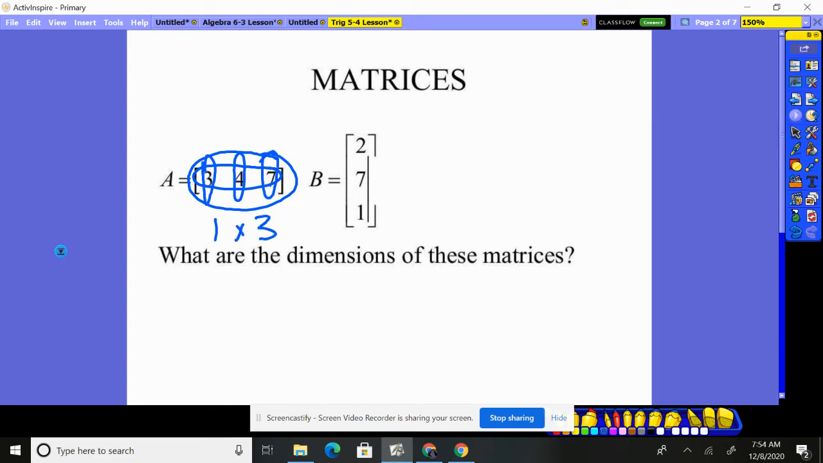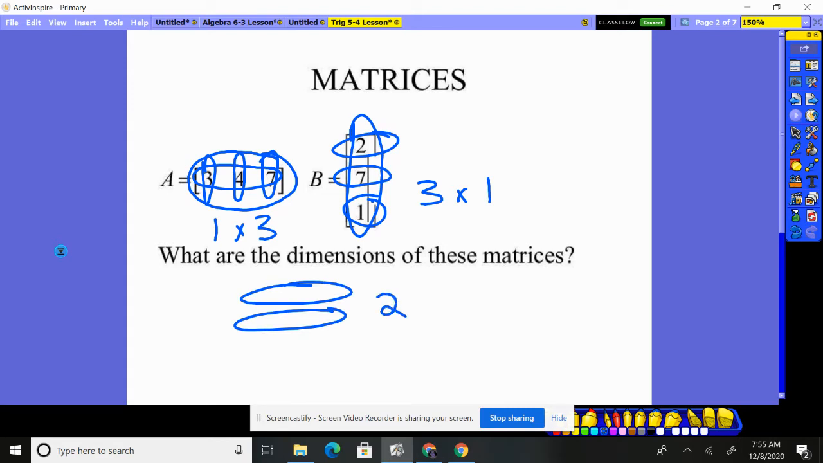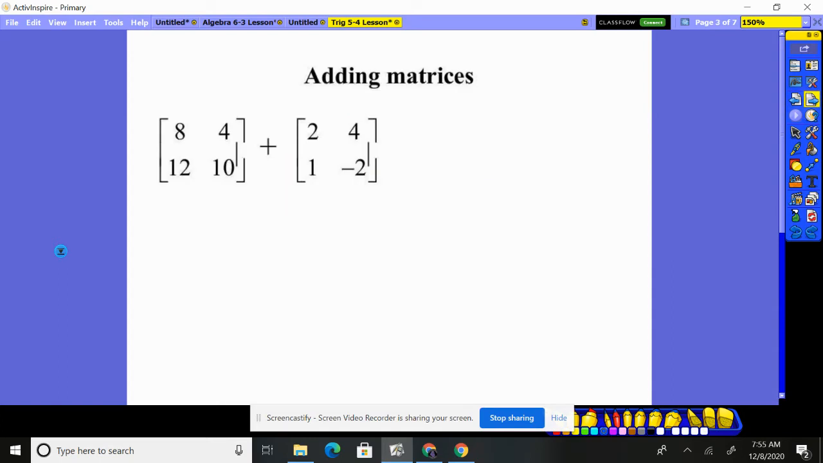On B, I have no clue what that is. But anyway, it has how many rows? 1, 2, 3. So this is a 3 by how many columns? 1 column. So it's a 3 by 1. You will see me do this all the time. If I'm talking about the dimensions, I'm always going, okay, it has 2 rows by how many columns? Because I always am just thinking like RC Cola, rows by columns, rows by columns.